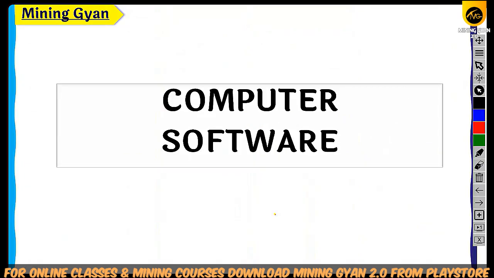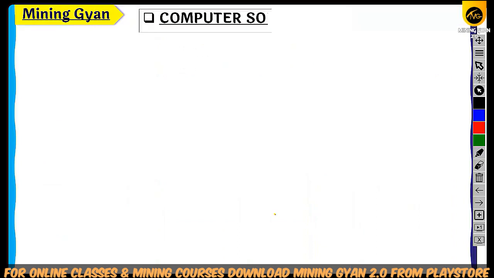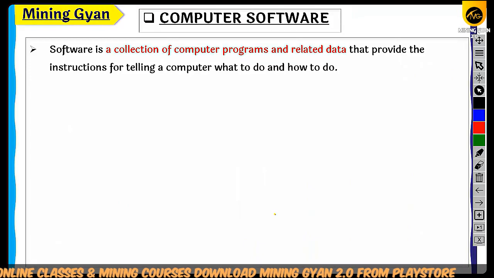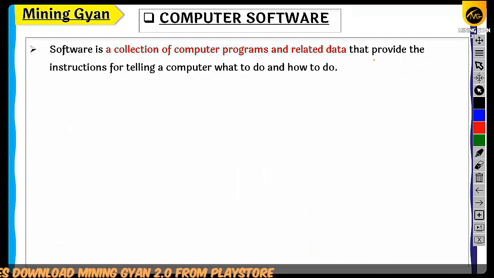So basically computer software is a collection of programs. The basic definition of computer software: software is a collection of computer programs and related data that provide the instruction for telling a computer what to do and how to do. कैसे काम करना है और क्या काम करना है, that instruction which is provided to the computer. The collection of related data, which is basically a program, is called the software.